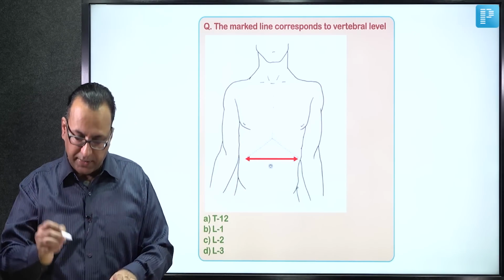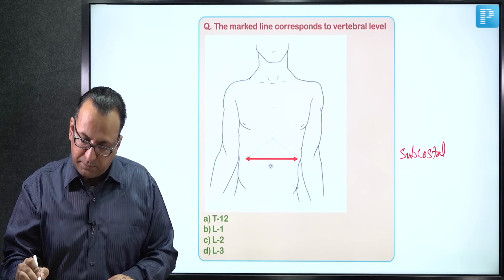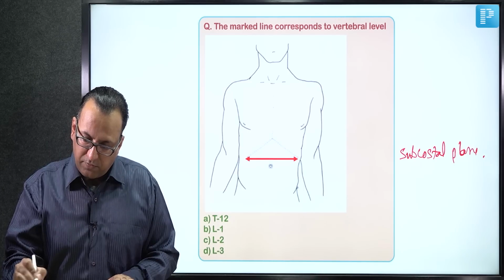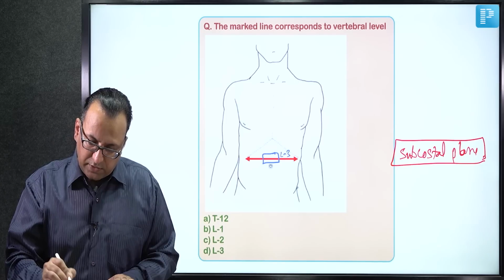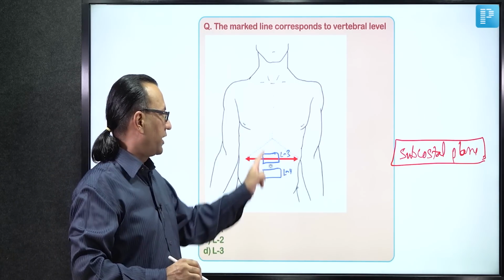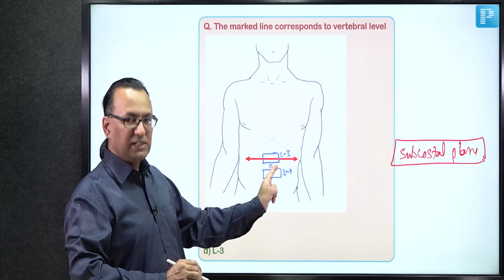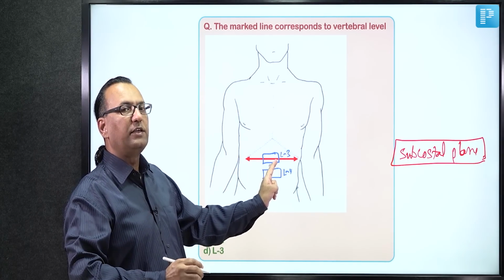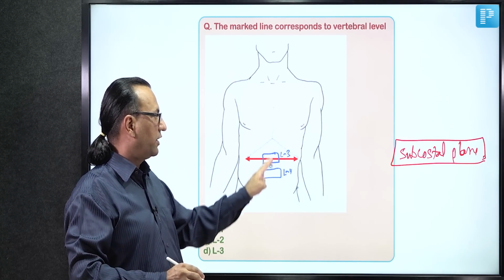As I am suggesting, this must be the subcostal plane, meaning under the ribs, and it is lying at the L3 vertebra level. Because if this is the L3 vertebra, there will be the L4 vertebra here, and the disc between L3-4 vertebra is where the umbilicus is lying. Though the dermatome is T10, skin supplied by the T10 root value, posteriorly the vertebral level is L3-4.